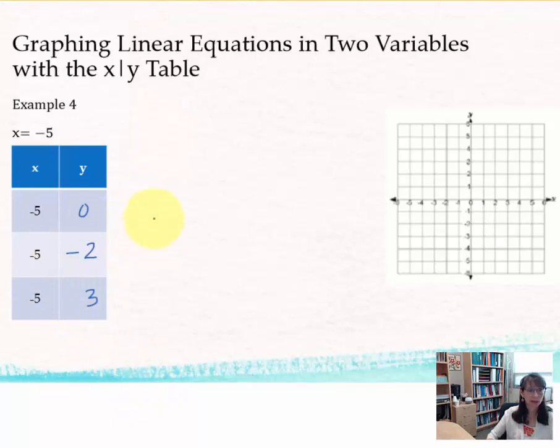Let's make this a +3 just to have some positive and negative numbers. So plotting (-5, 0), (-5, -2), and (-5, +3), you can notice that this special line is a vertical line. Again, we're using arrows on each end of the line. No matter where we go on the vertical line, the x value will always be -5. So this equation, x equals -5, results in a vertical line.